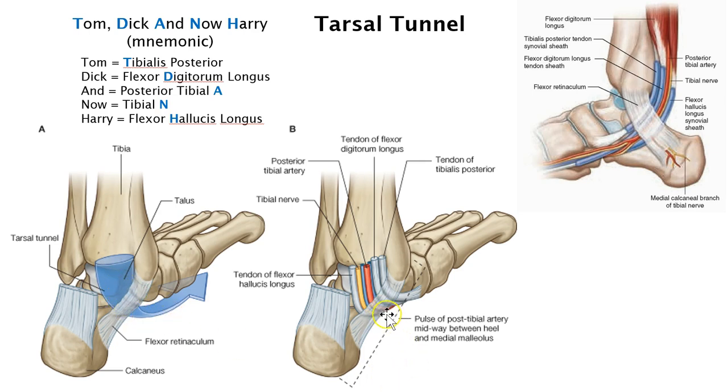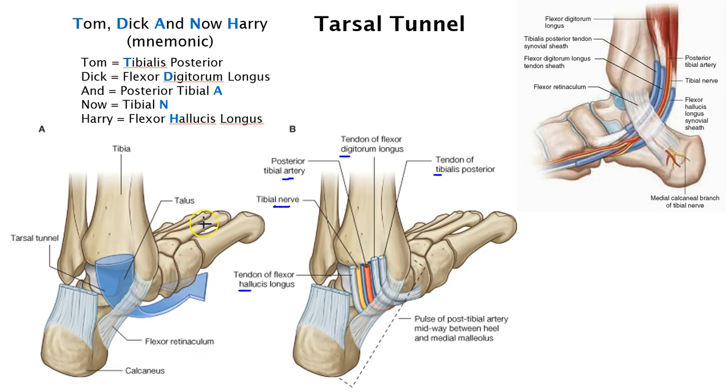Through this tarsal tunnel runs a few structures. We can identify each of these structures by applying a mnemonic. The mnemonic would be Tom, Dick, and now Harry, or if we want to include the vein in here, it would be Tom, Dick, and very nervous Harry. So Tom would be the tendon of tibialis posterior. Dick would be the tendon of flexor digitorum longus. The A would be the posterior tibial artery. The N would be tibial nerve. And the H would be the tendon of flexor hallucis longus. So that usually helps people get through this tarsal tunnel.